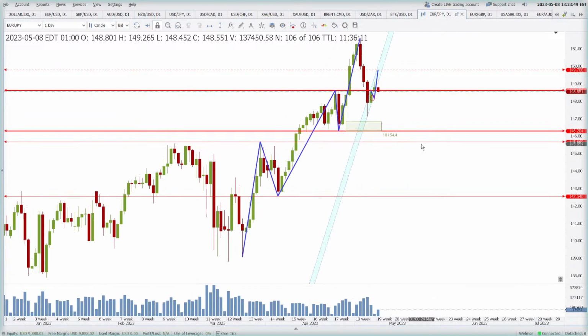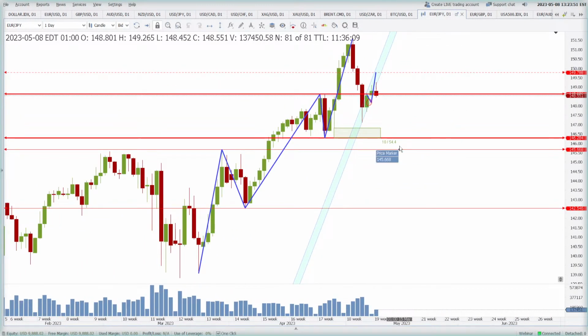Euro Japanese yen, it is a down move, but till the time the price is holding above 146.28, we are not going to sell this market. We are buyers in this market.